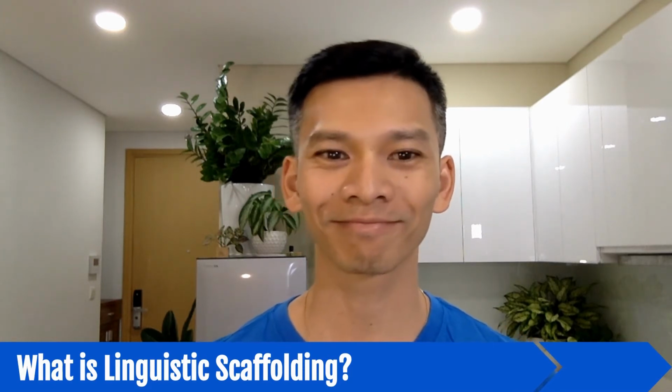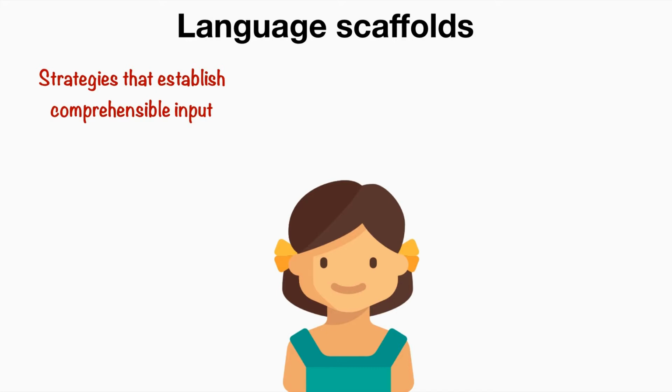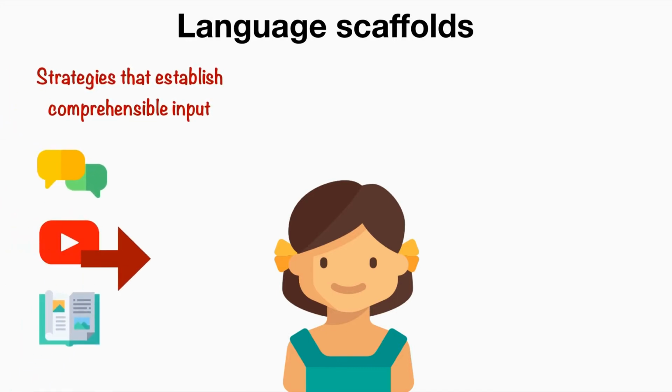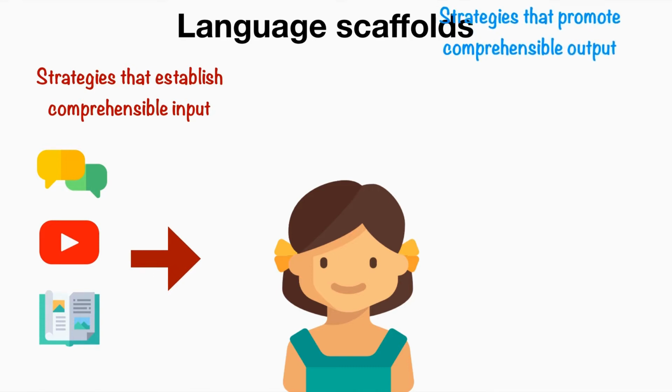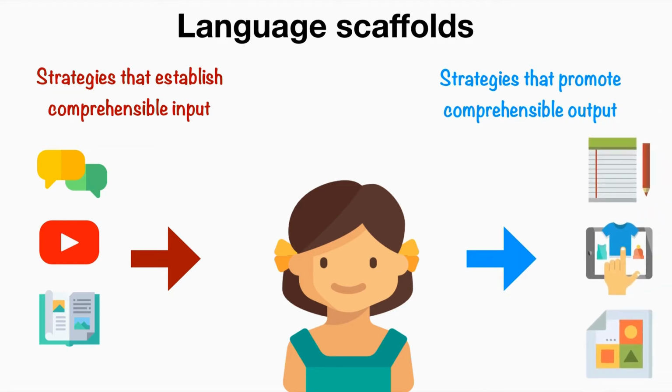Let's watch it. Language scaffolds can refer to any strategies that establish, 1, comprehensible input, which is helping ELs understand spoken and written ideas. And 2, to establish comprehensible output, meaning anything we can do to empower ELs to communicate their ideas while writing and speaking.